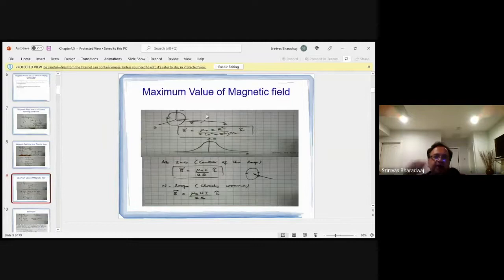Now if you have n loops like that, which is what is there in a solenoid, you have mu naught n I by 2r. So B is mu naught n I by 2r. Now there is also, we will later look at Ampere's law, B dot dl equals mu naught I. Very similar. It is a sister of this Biot-Savart's law.